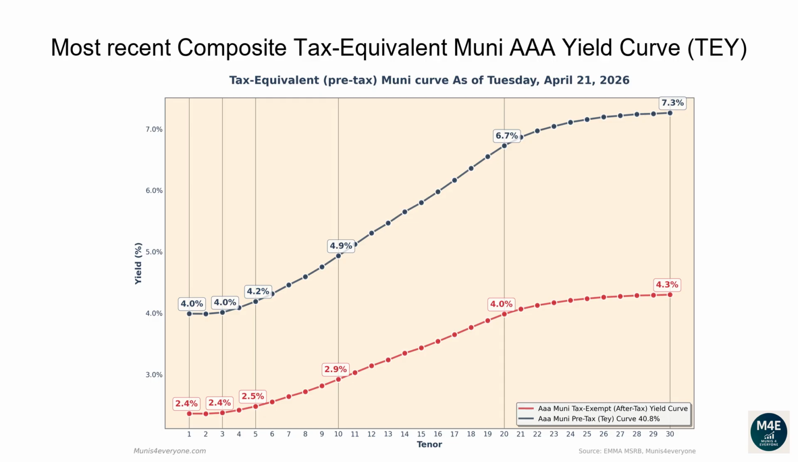The one-year tax-exempt yield is 2.36%, corresponding to a 3.99% tax-equivalent yield for investors in the top tax bracket. The two-year tax-equivalent yield is 3.99%. The 5-year tax-equivalent yield is 4.19%. The 10-year tax-equivalent yield is 4.93%. The 20-year tax-equivalent yield is 6.73%. The 30-year tax-equivalent yield is 7.26%.